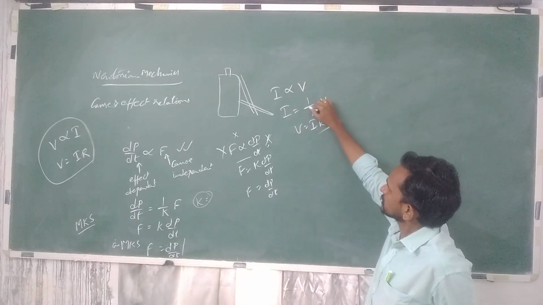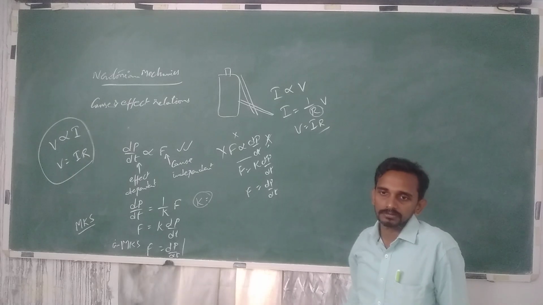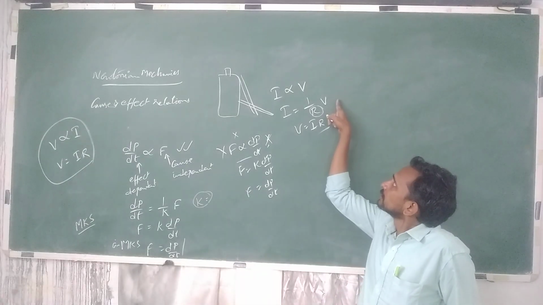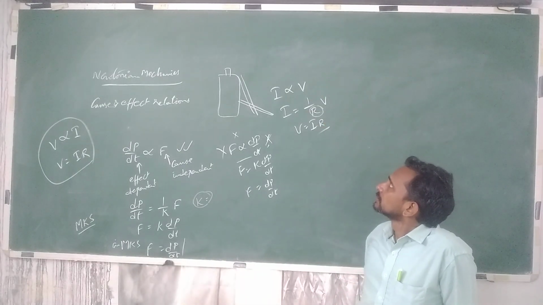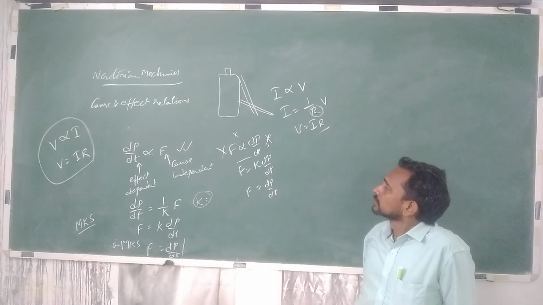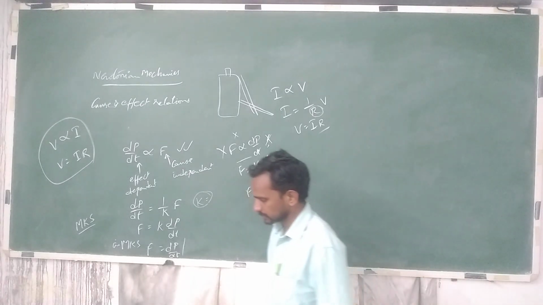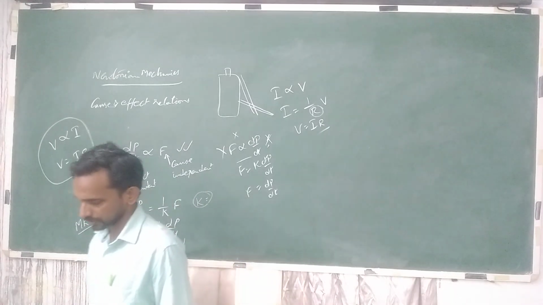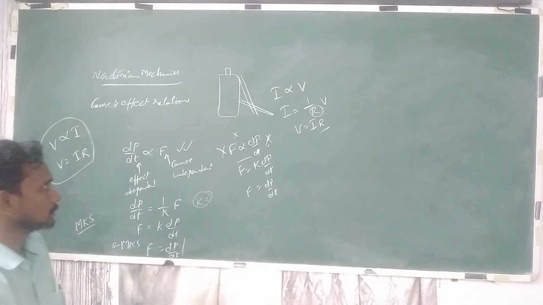So this is Ohm's law. As long as resistance remains constant, current is directly proportional to voltage. And this you can see in our previous videos. I'll attach the link.